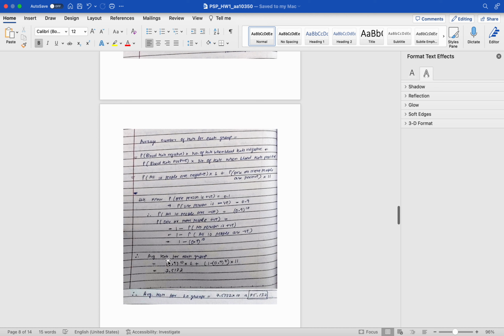So we will get the average tests for each group as 0.9 to the power 10 into 1, which is the number of tests when the blood test is negative, plus 1 minus 0.9 to the power 10, which is the probability that one or more people are positive, times 11, which is the number of tests when the blood test is positive. So from this we get 7.5132. This is the average number of tests for each group. Now we have to find the average tests for 10 groups. Since there are 10 groups, we can simply multiply this value by 10 and get 75.132. So this is the final answer.